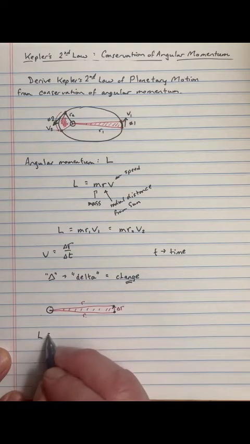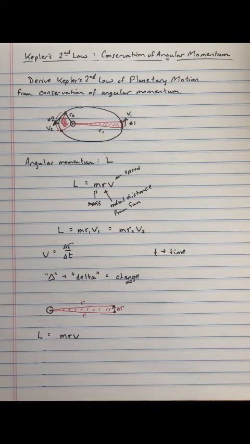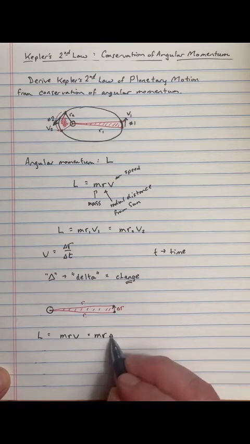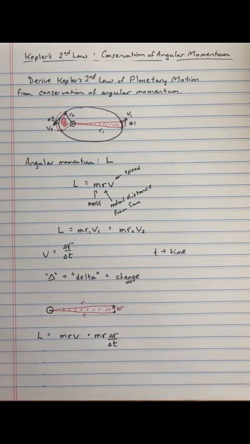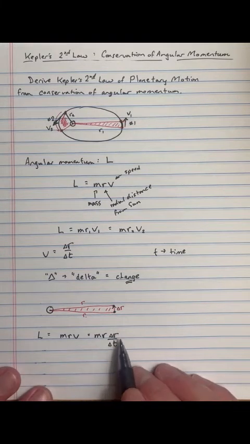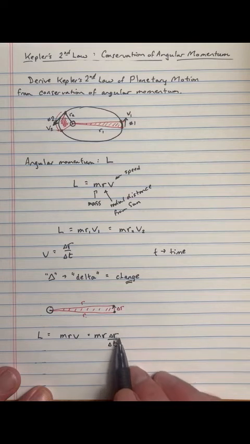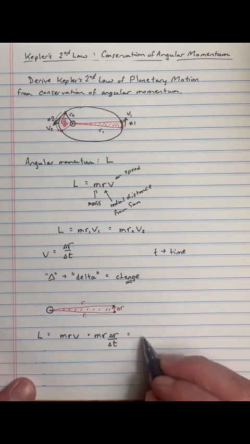So L equals mrv in general terms for our planet. Let's replace our v with our delta r over delta t, like this. Okay, so notice how this is happening here. Now, it turns out that when you have these kinds of symbols, they're all regular old-fashioned numbers, and we can move them around to our heart's content. So let me go ahead and do that.